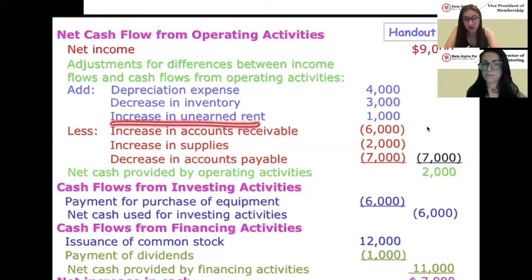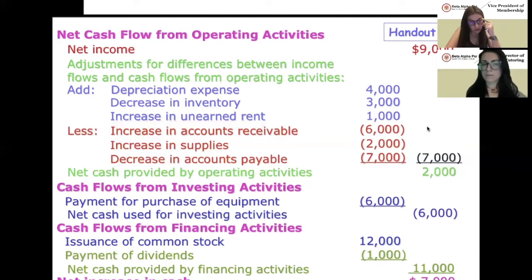Now our increase in unearned rent. An increase in unearned rent would be a debit to unearned rent and a credit to cash. On an accrual basis, it's not recognized until it's earned. So on an accrual basis, this unearned rent wasn't recorded, but we got cash for it. It's a debit to cash and a credit to unearned rent, excuse me. So we got cash for it, which is why we need to add it in for our cash basis, because it wasn't added in on an accrual basis. So we need to add that in.